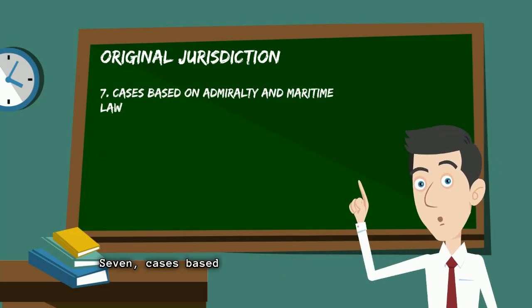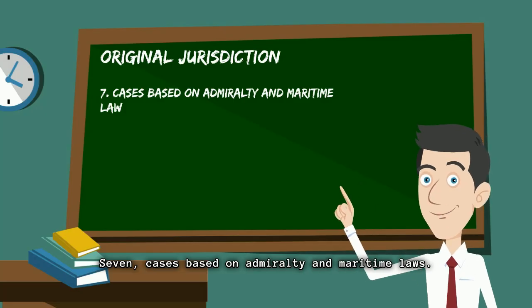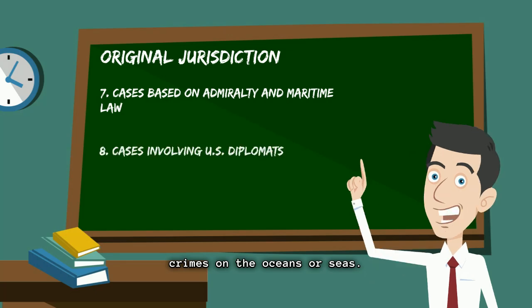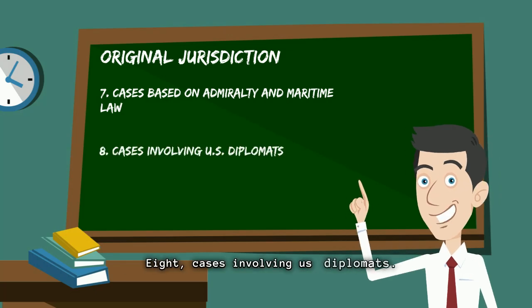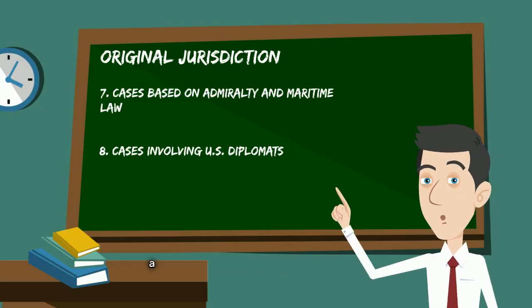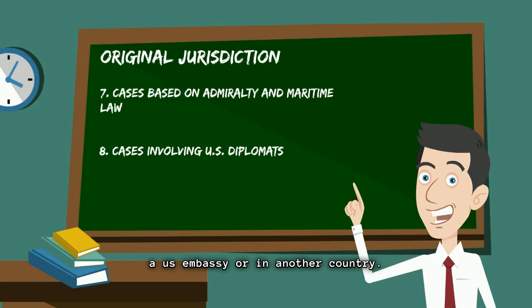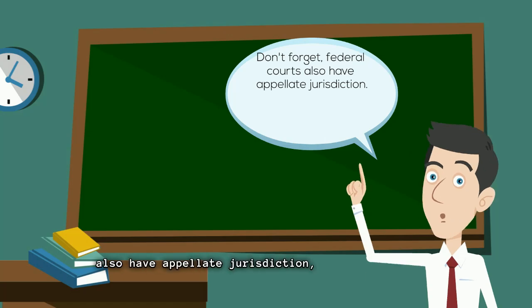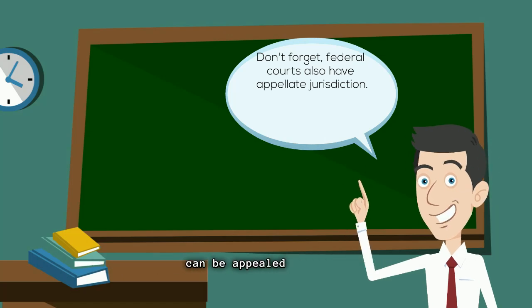7. Cases based on admiralty and maritime laws. These are cases that concern accidents or crimes on the oceans or seas. 8. Cases involving U.S. diplomats. These cases concern U.S. diplomats working in a U.S. embassy or in another country. Don't forget, too, that the federal courts also have appellate jurisdiction, which means cases can be appealed to them.